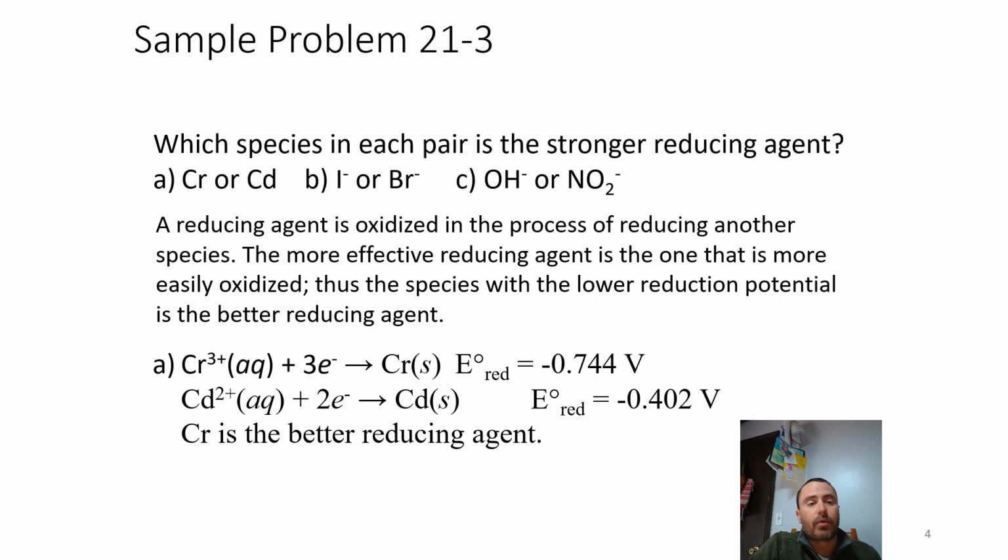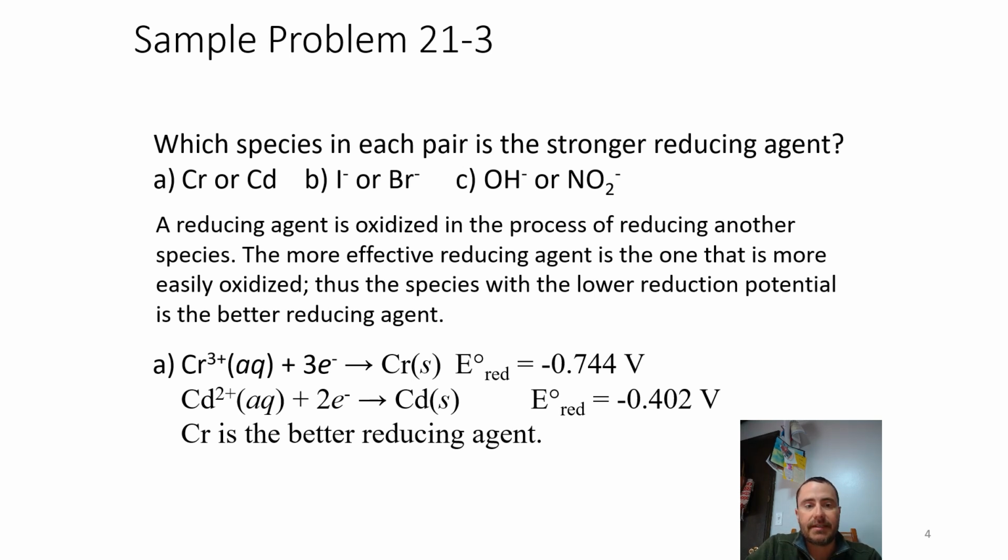So for part A, we're going to look at whether chromium or cadmium, Cr or Cd, is a stronger reducing agent. I looked those up in a table of reduction potentials, and I've got chromium 3+ plus 3 electrons forming chromium solid. And the reduction potential for that is negative 0.744 volts. And then I did it also for cadmium. So I've got cadmium 2+ plus 2 electrons producing cadmium. And the reduction potential for that is negative 0.402 volts.